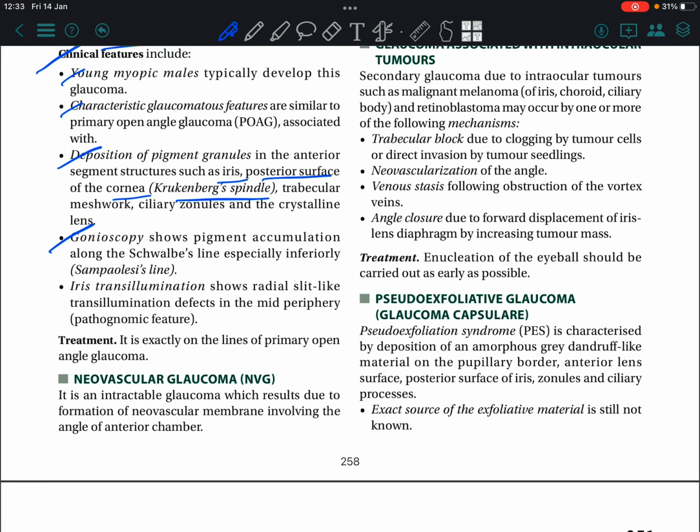Gonioscopy shows pigment accumulation along the Schwalbe line, especially inferiorly. Iris transillumination shows radial slit-like transillumination defects in the mid periphery. Treatment is exactly on the lines of primary open angle glaucoma.